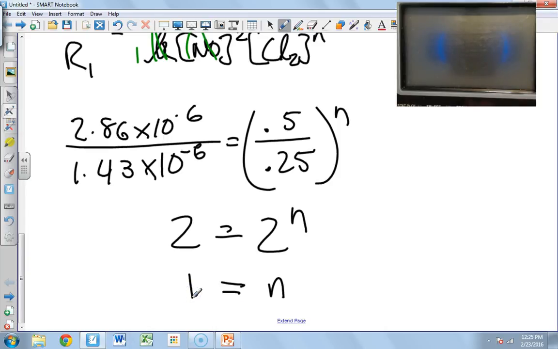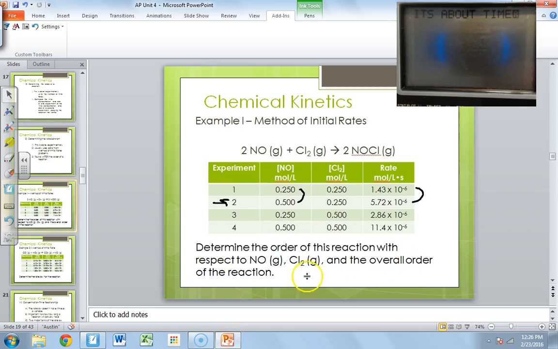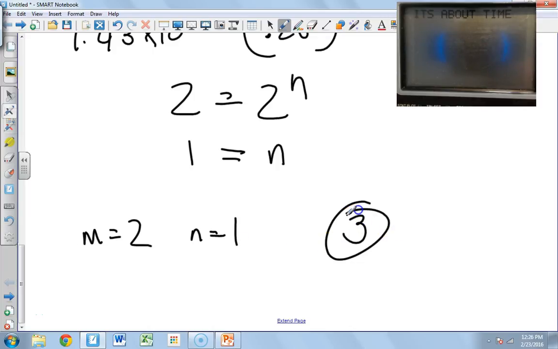Okay, and I didn't even need my calculator at this point. Now I'm going to take this one step further. The question just says, what is the overall order of the reaction? The overall order of the reaction is 3, because you take each individual order and add them together. So M equals 2, N equals 1. So the total overall order is 3.